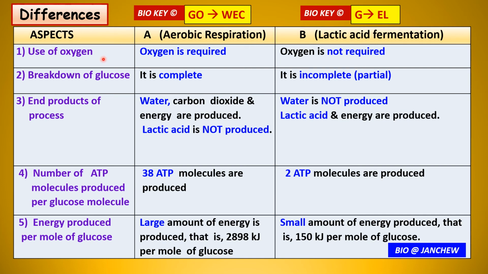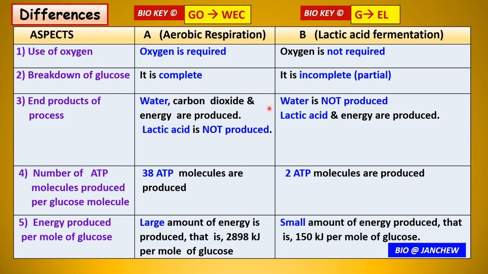Okay, so let's go through the various aspects as we have discussed in the earlier slides, right? It's the same thing, except that for B, we don't write any processes of alcohol fermentation, just lactic acid fermentation. So that is to answer the question directly, all right? So use of oxygen. Oxygen is required for A, but for B it is not. Breakdown of glucose, it is complete for A, but incomplete for B.